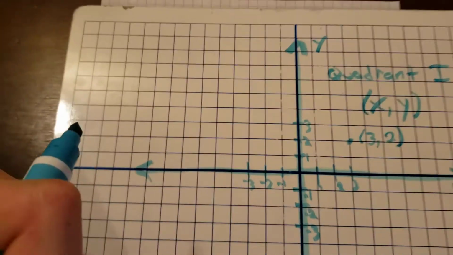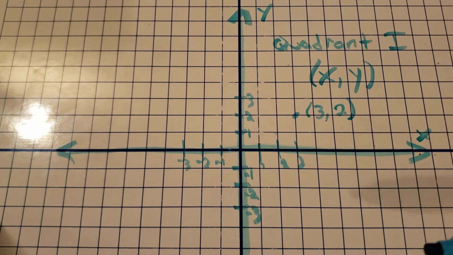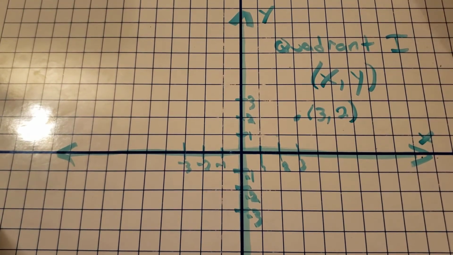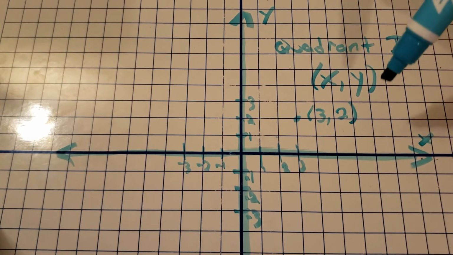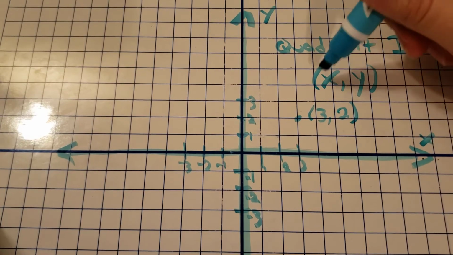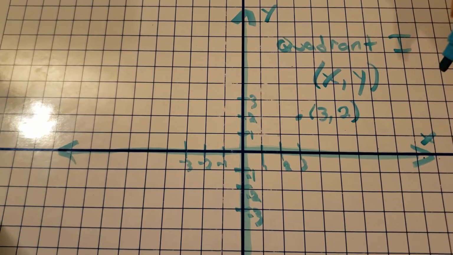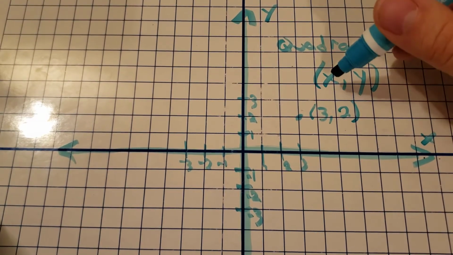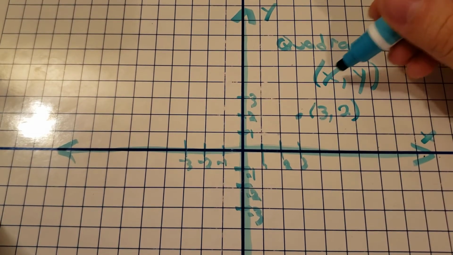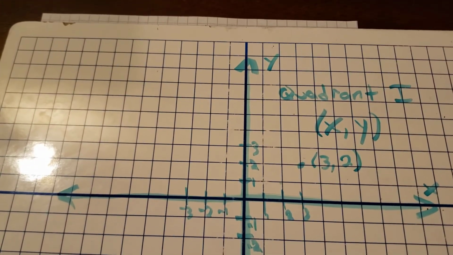Now, if you think you might forget whether it's going horizontally or vertically, that's okay. It's not abnormal. But make sure that you remember that these go alphabetically. X comes before Y. A, B, C, D, E, F, G, H, I, J, K, L, M, N, O, P, Q, R, S, T, U, V, W, X, Y, and we don't need to worry about Z. So X always comes before Y. Our X is horizontal, Y is vertical. That's just the way it is.